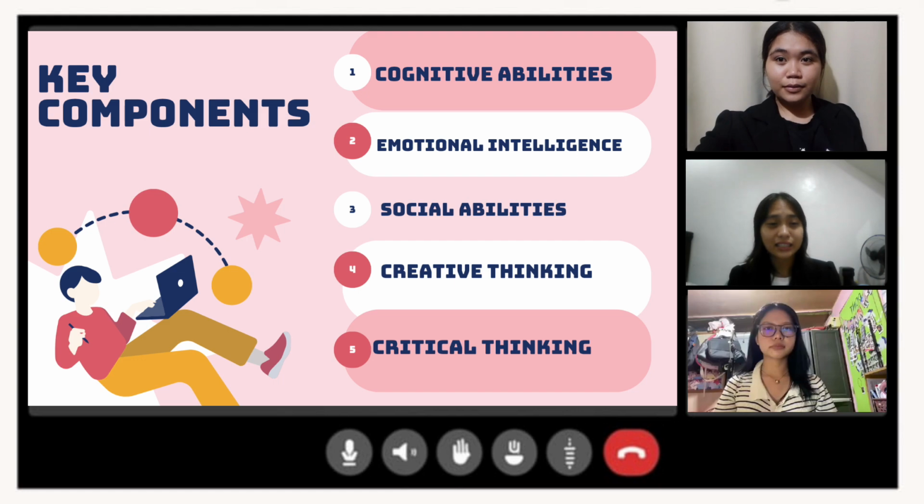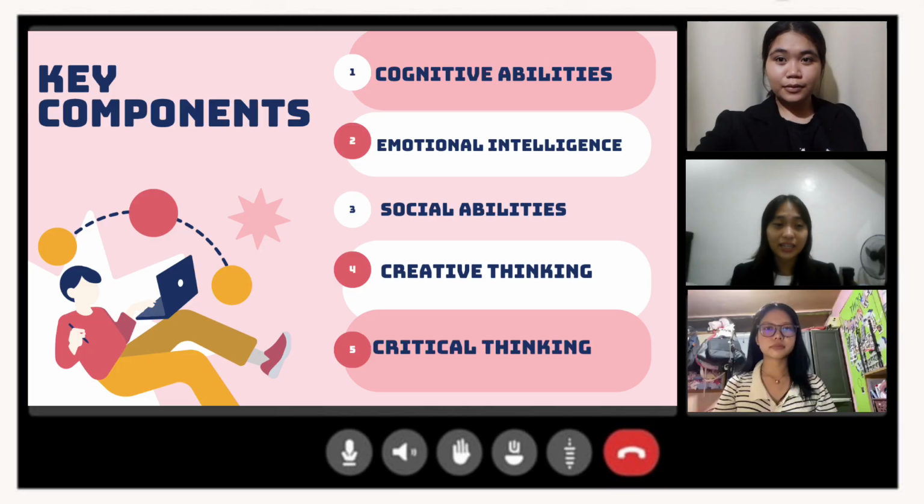The second one is emotional intelligence. This involves understanding and managing our own emotions and those of others. Example is knowing when to stay calm in a frustrating situation, or understanding why a friend is upset. The third one is social abilities. These are the skills related to interacting with other people. Example is working well in a team, communicating clearly with other people, and making friends.